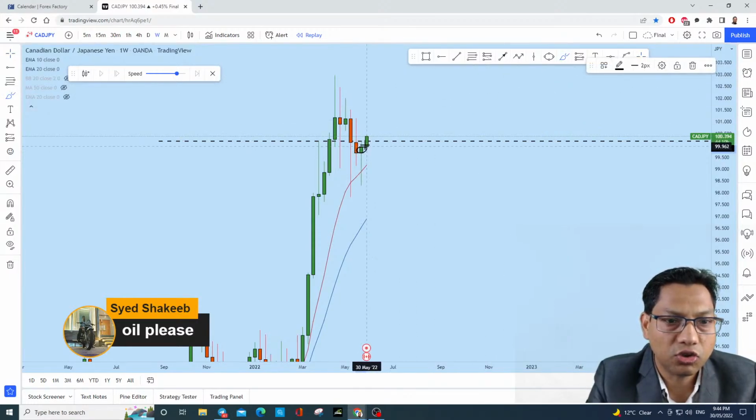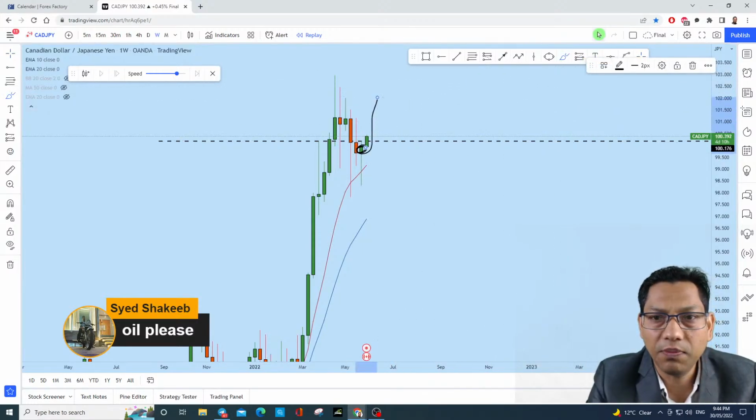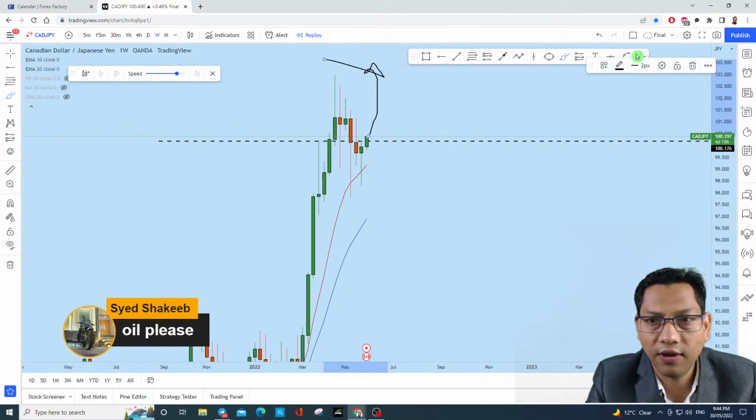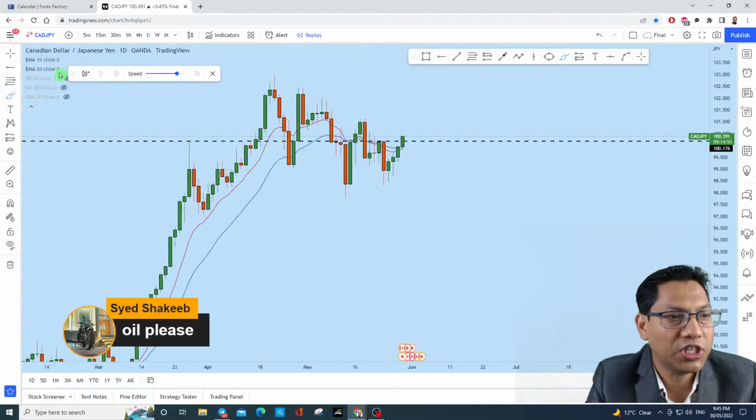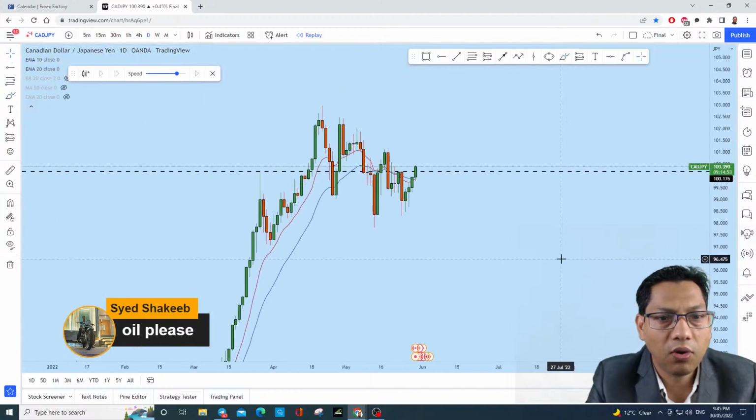You see, this is a strong pin bar, and after this pin bar we saw that a new bullish candle is being created, and I think this candle will go a lot to the upside. So there is a possibility of pushing high. Now let's go to the daily. Now we found the direction is bullish. Now how can we trade?